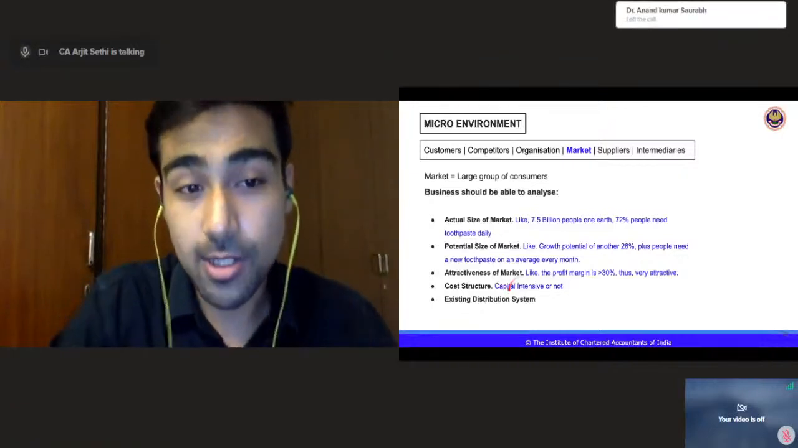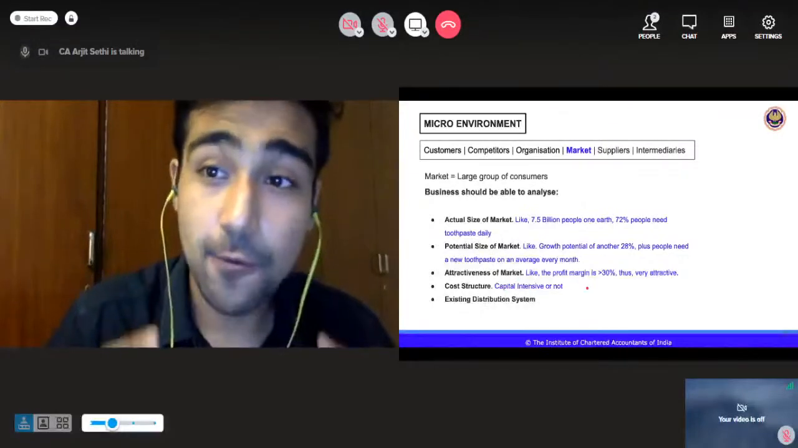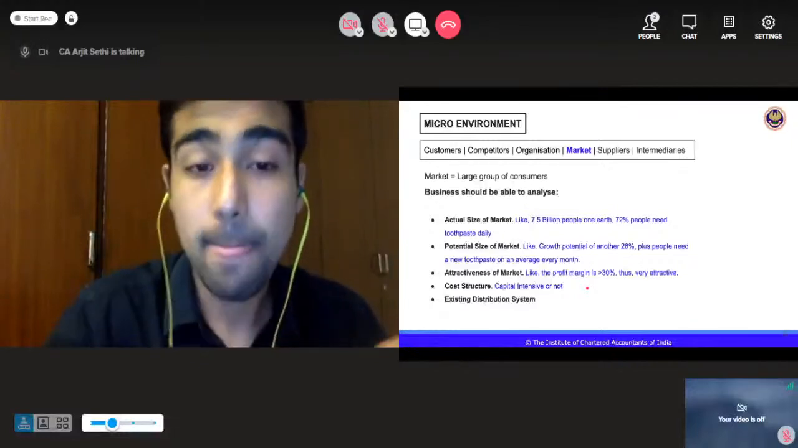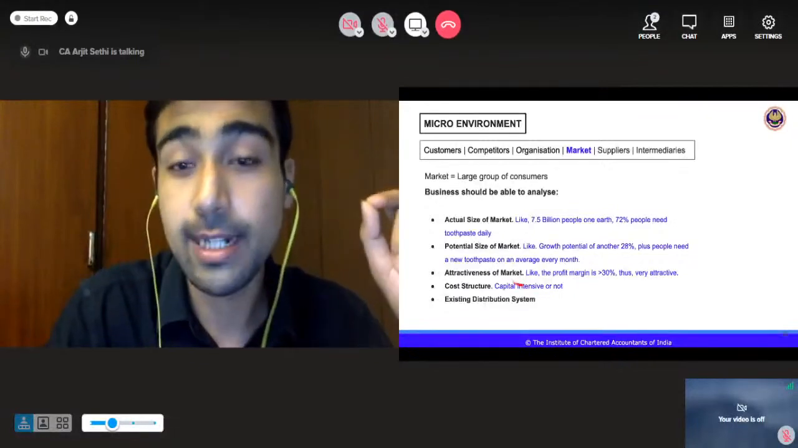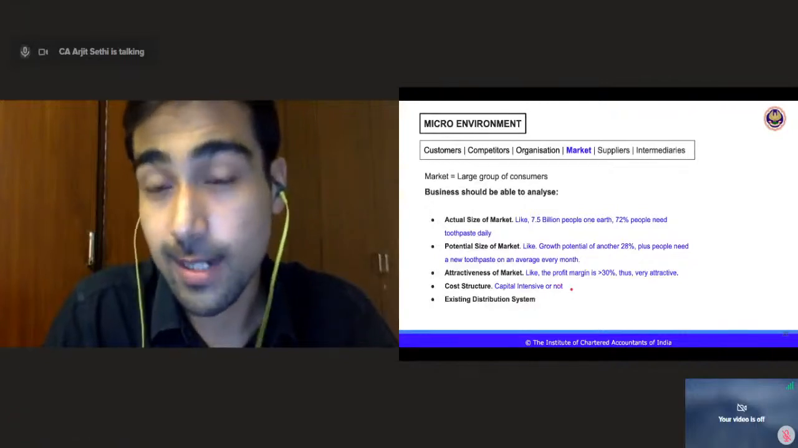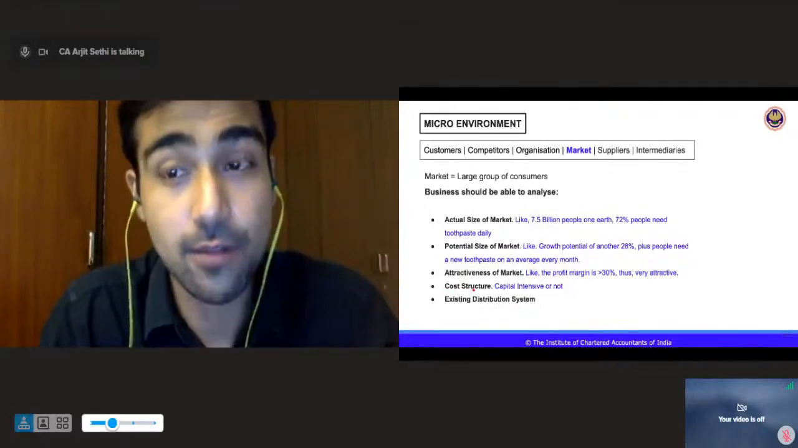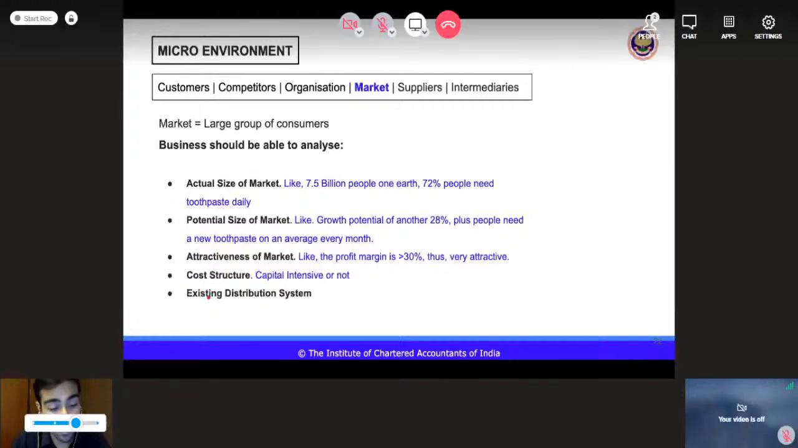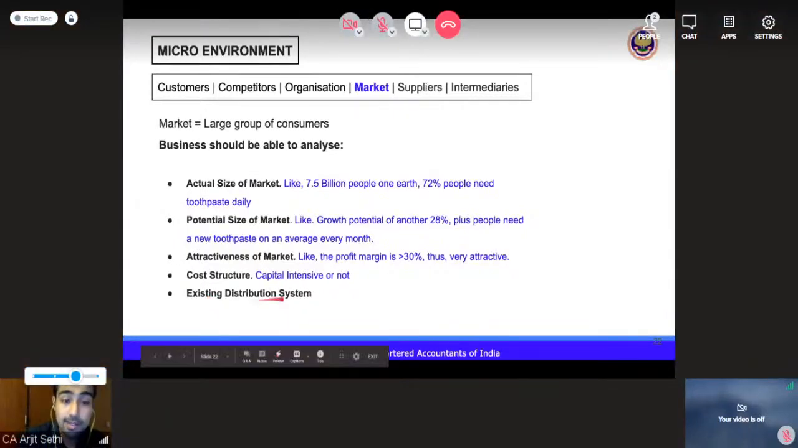Then the cost structure. How much money do I have to put in to enter into this market? Is it capital intensive? Do I need a lot of money or not? Right? So you have to understand the cost structure of the market. And you also have to understand the existing distribution system. What do we understand by distribution system? That is, is it easily accessible?